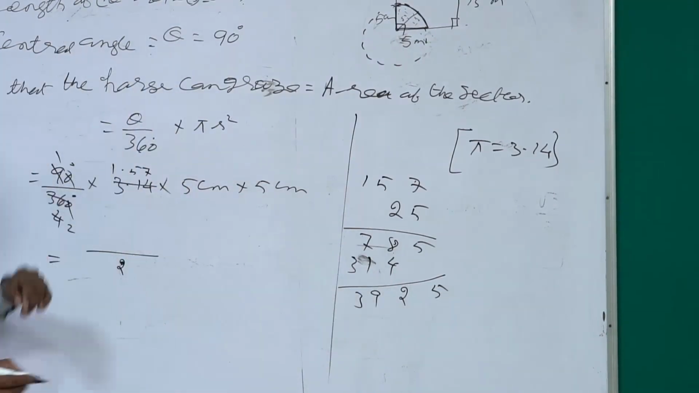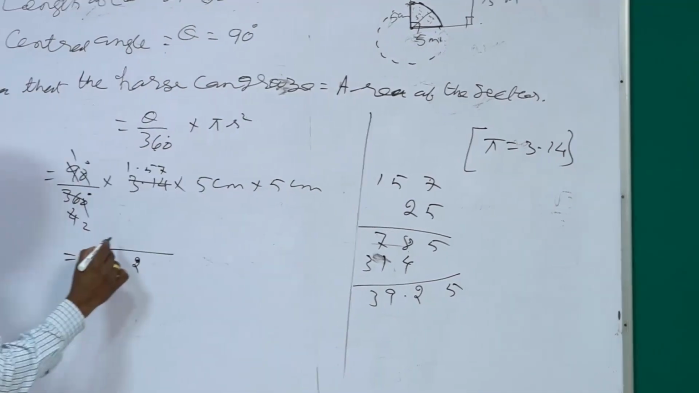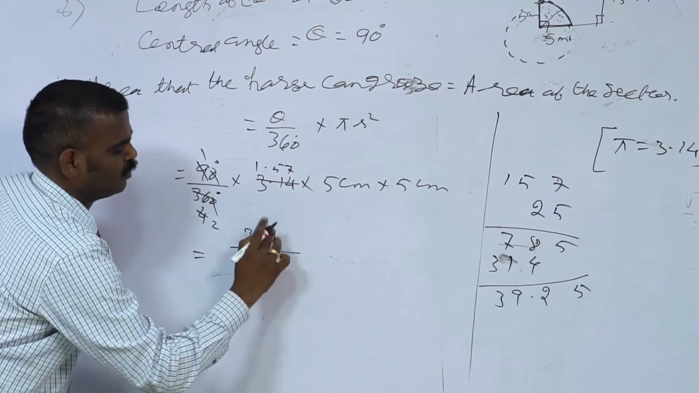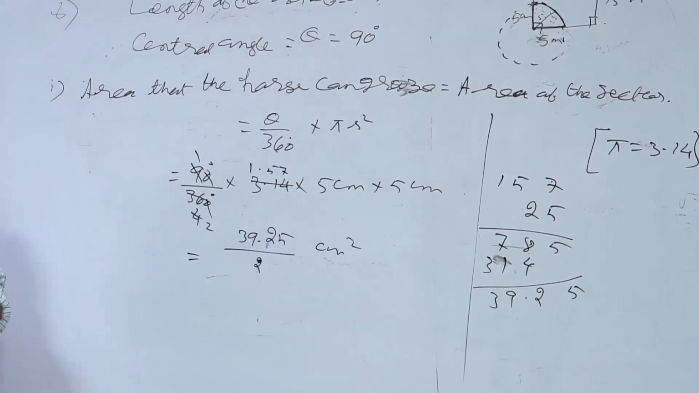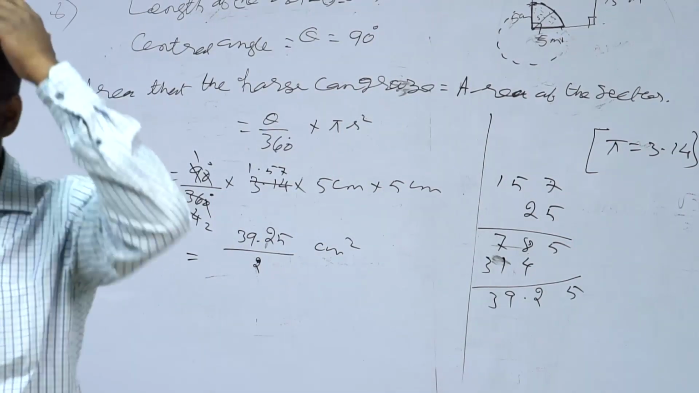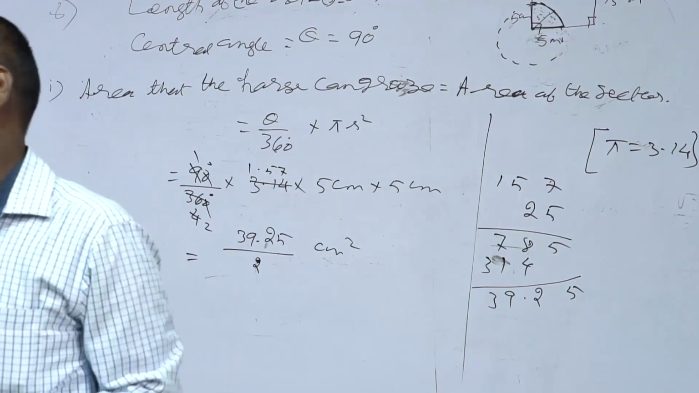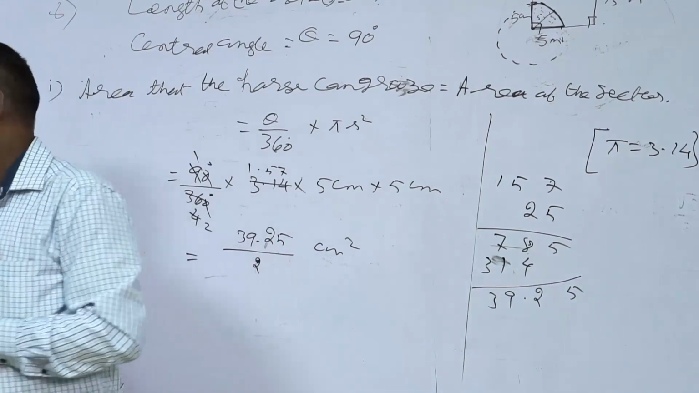But after the point, 2 numbers, right? So, from right to left 2 digits. So, 39.25 centimeters square. The textbook is so funny, some questions they solve completely, some questions they do half. So, this question they have completed, so we have to complete.